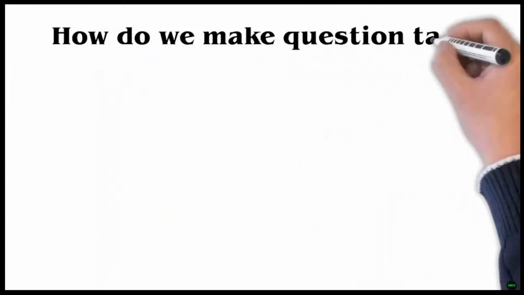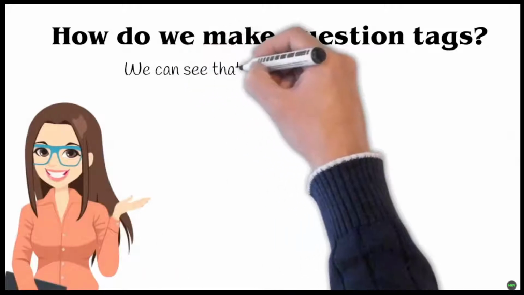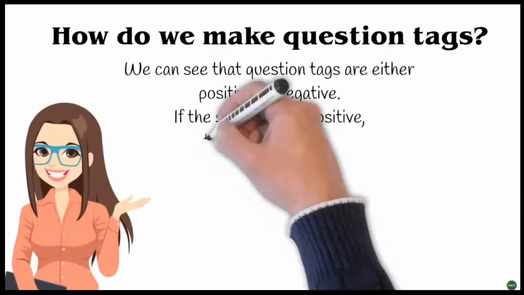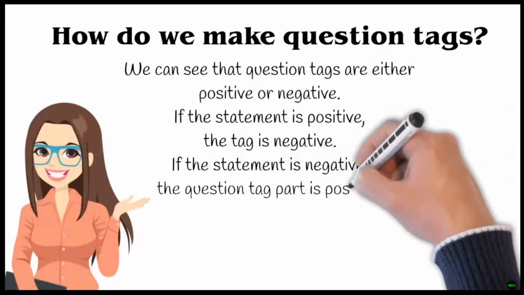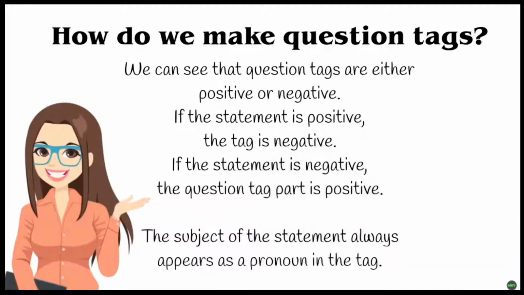How do we make question tags? We can see that question tags are either positive or negative. If the statement part is positive, the tag is negative. If the statement is negative, then the question tag part is positive. The subject of the statement always appears as a pronoun in the tag.